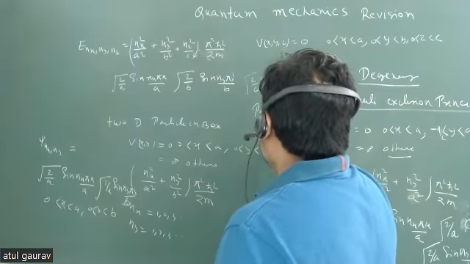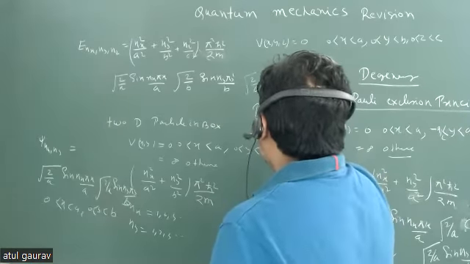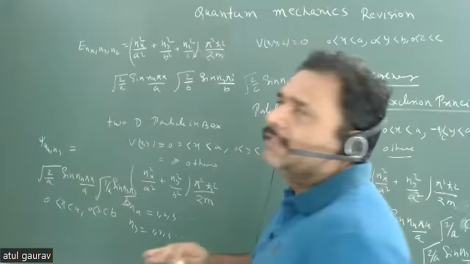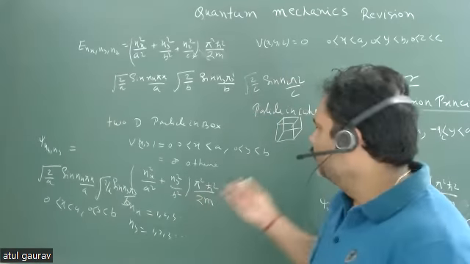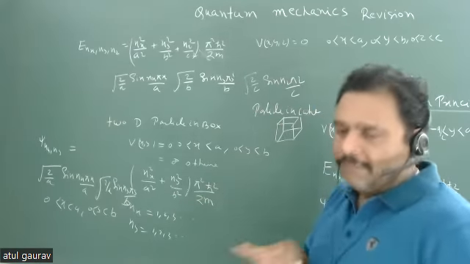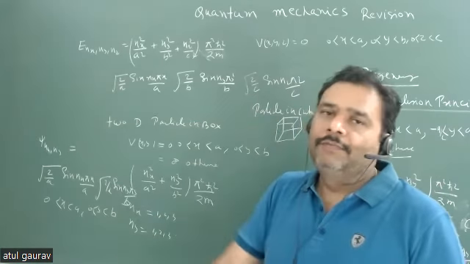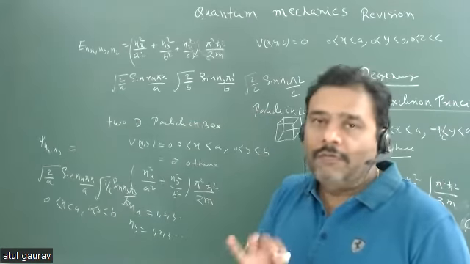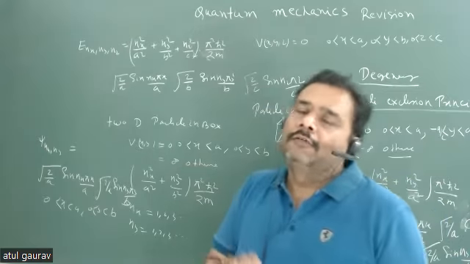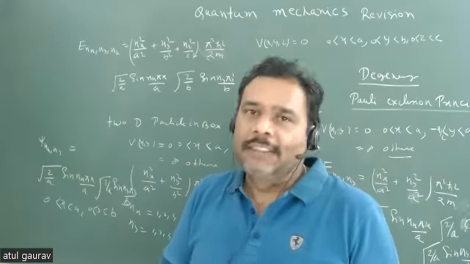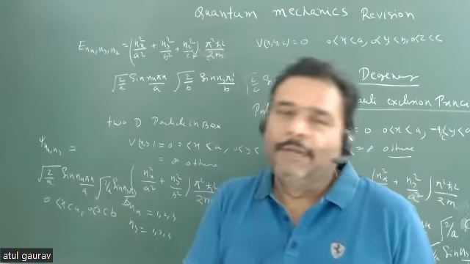And at least you have to work out the first 5 levels for particle in a cube. Ground state, first excited state, second excited state, third excited state, fourth and fifth level. Up to the fifth level you must work out, because questions up to the fifth level have mainly come in the JAM exam also, so they can come in your exam too.